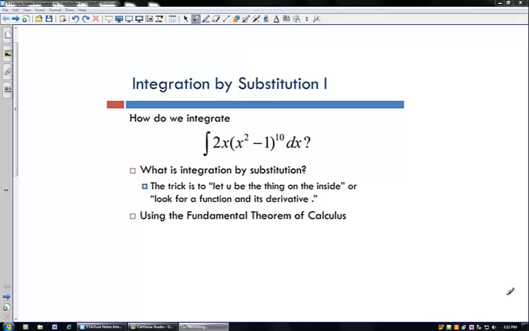So we're back, and there's just 2 lectures left. The last 2 lectures are on integration by substitution. The idea is that there are some integrals that do not look like any of our types.